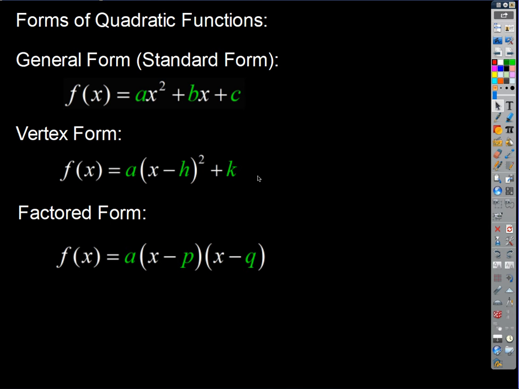How can we quickly and easily graph a quadratic function in general form, standard form, or in factored form, which we could also call intercepts form? That's the other thing some books would call it, intercepts form.